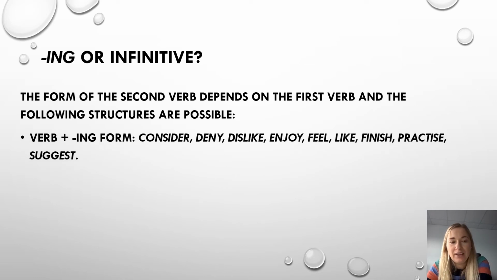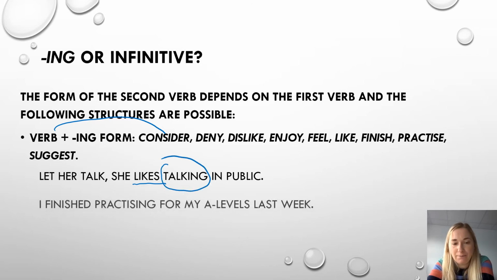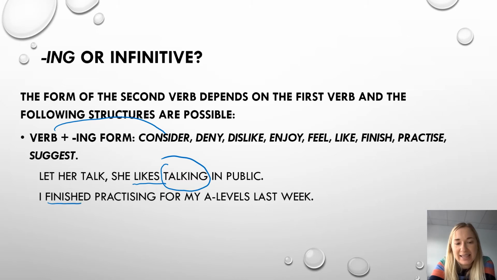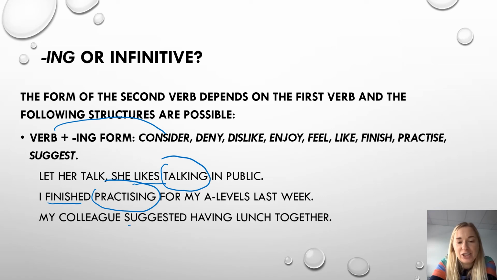Another formula is verb plus the verb in ing form. The following verbs in the first position have to be memorized. Consider, deny, dislike, enjoy, feel, like, finish, practice, suggest. Let her talk. She likes talking in public, or dislikes talking. Well, then the sentence would make sense, but still, you see the ing ending. I finished practicing for my A level last week. My colleague suggested having lunch together.